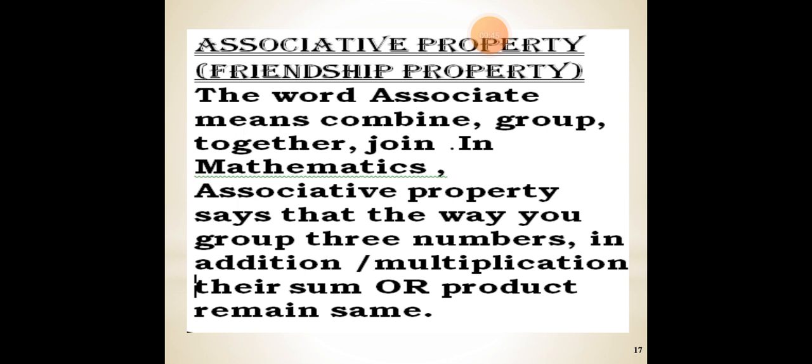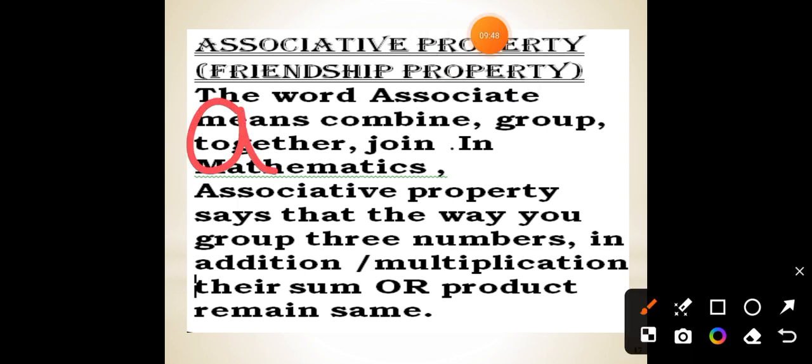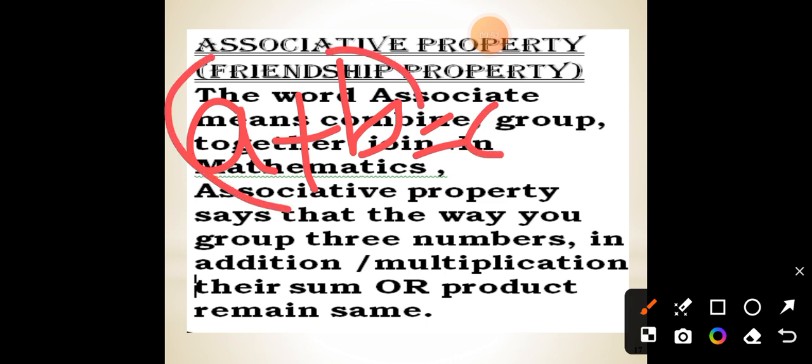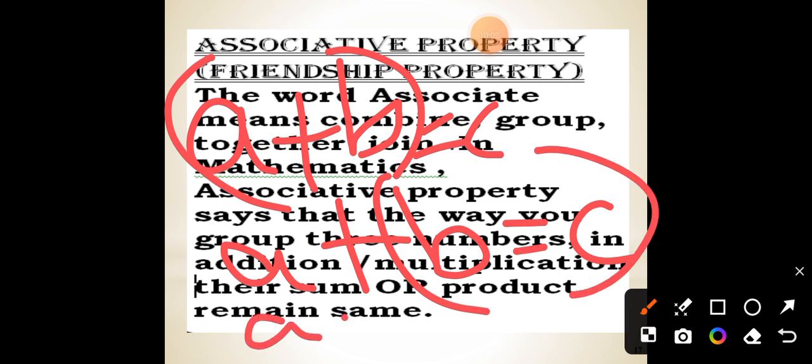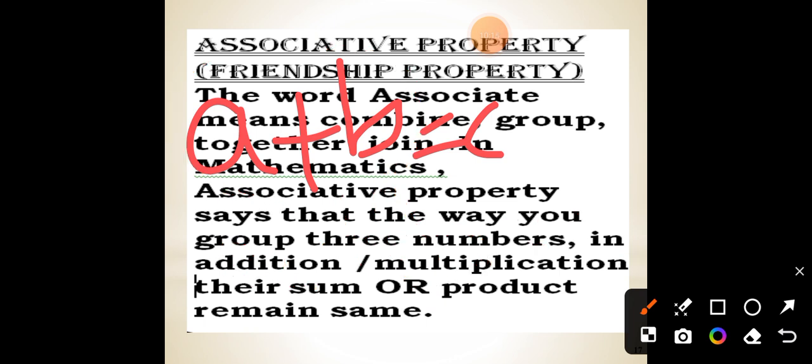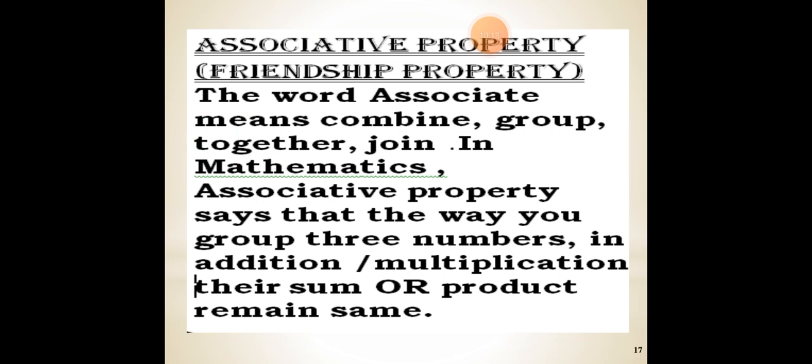That means that if I do (a plus b) plus c, it is fine, and if I do a plus (b plus c), this is also fine. That means (a plus b) plus c is equal to a plus (b plus c). So this is basically the associative property, the associative law, which is also known as the friendship law.